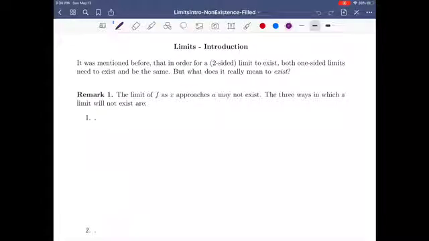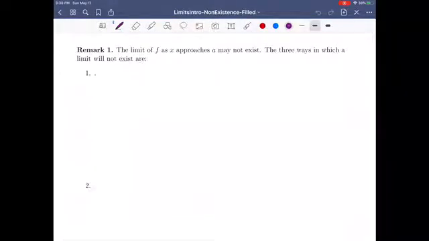All the ones we've seen so far have existed. So there's three ways in which a limit may not exist. I'm talking about two-sided limits. I'll mention briefly for one-sided limits what's going on. I wanted to split them in three because we write them a little bit differently. The first one is one that we have already sort of talked about.